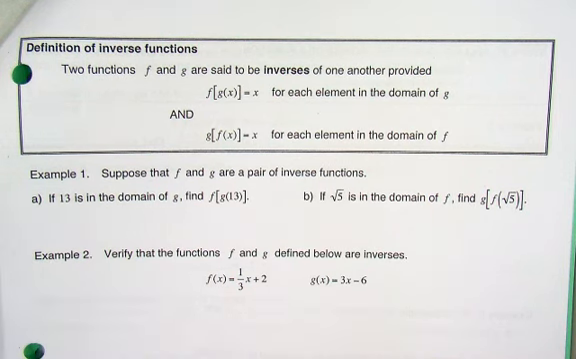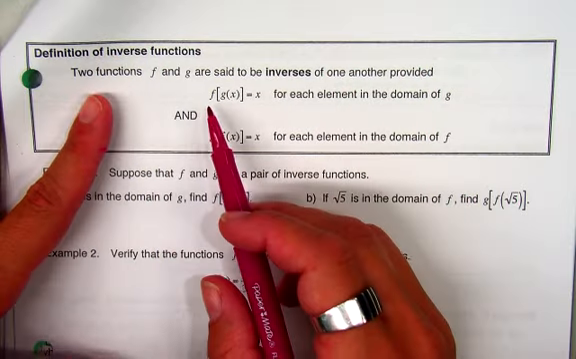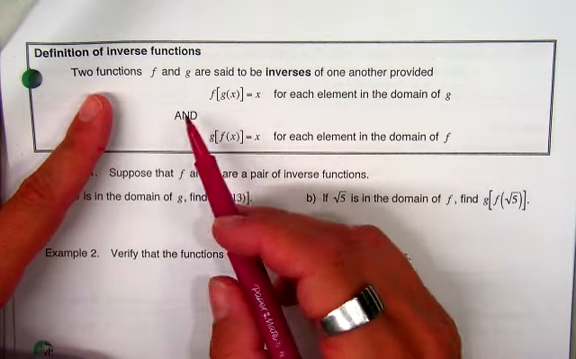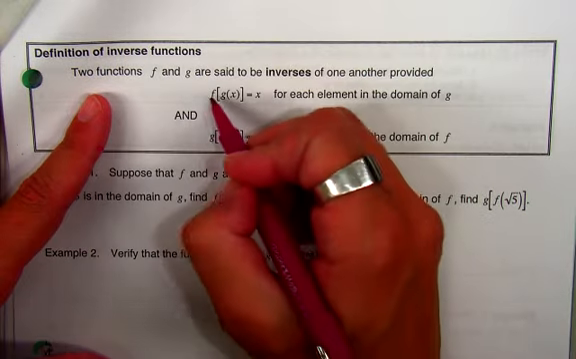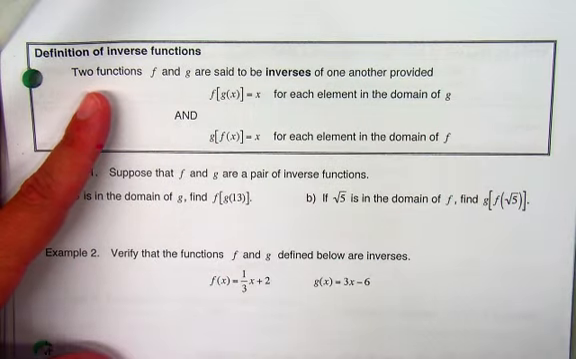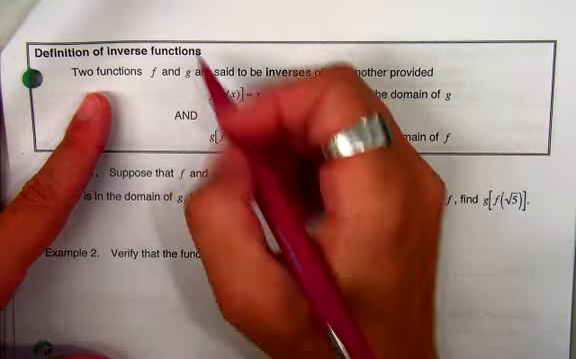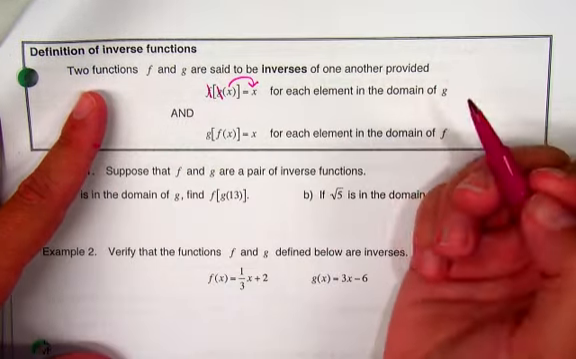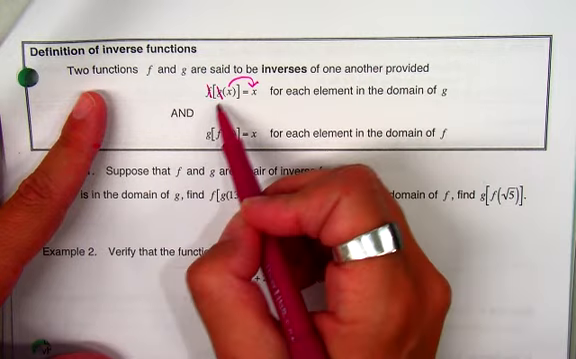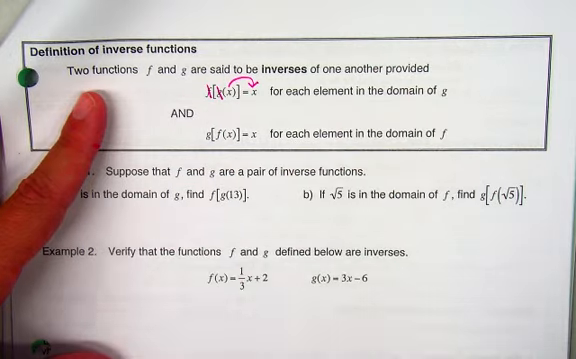Two functions, f and g, are said to be inverses of one another, provided that, this is composition, which we just did, f of g of x equals x. So basically what happens is they undo each other. Basically the f and the g cancel out, and the x just pops back out. So when I act g on it and then I act f on it, it just undoes the other one. Whatever the first function did, the other one undoes it.